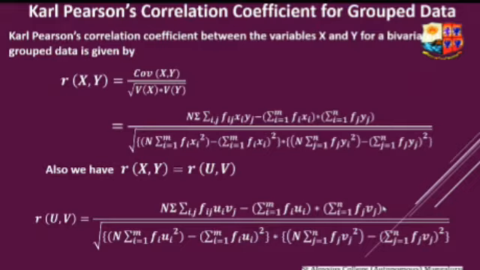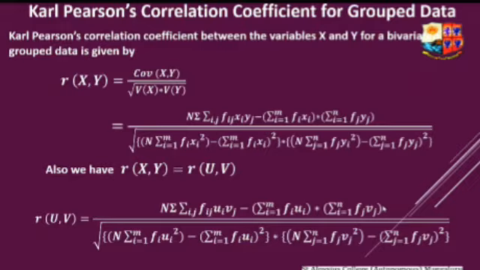In general, you know that the correlation coefficient Rxy equals covariance of x comma y divided by square root of variance of x into variance of y. You know the formula, right? In place of x and y, if you replace u and v, then it gives Ruv, because you know that Rxy equals Ruv. Already we have derived that the correlation coefficient is independent of scale and origin. In Rxy, you are replacing x and y by u and v.